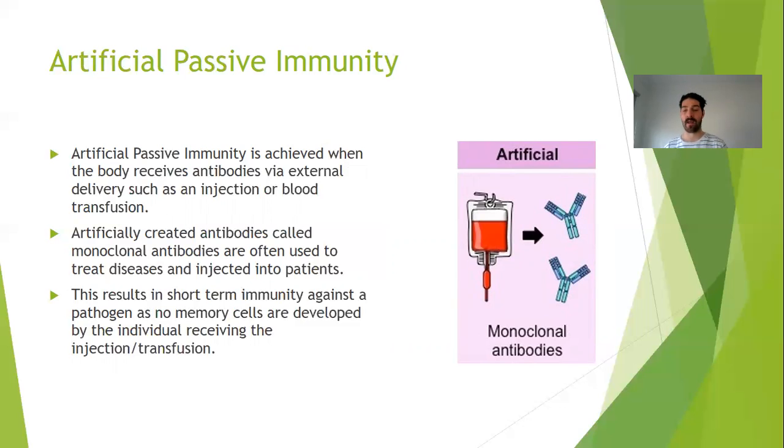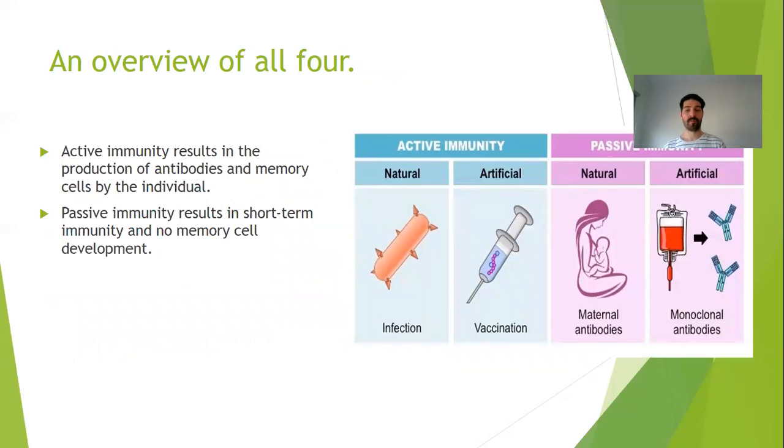These antibodies aren't being produced by the individual, and they're not creating their own memory cells. So if they're exposed to a particular pathogen again, they are still at risk of not being able to fight it off. So when we hear that term passive, both in natural passive and artificial passive, it means that the individual's immune system is not creating memory, and they're not really going to have that long-term immunity against a pathogen.